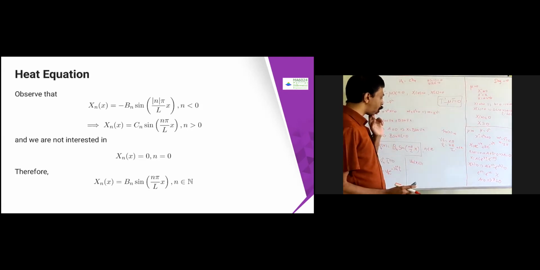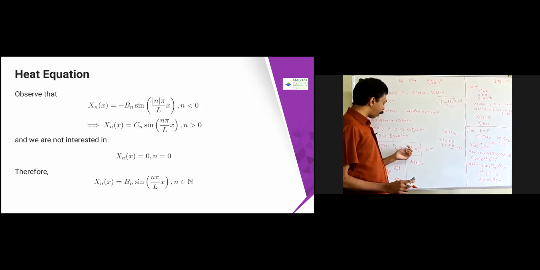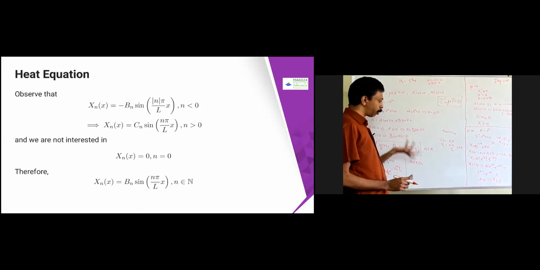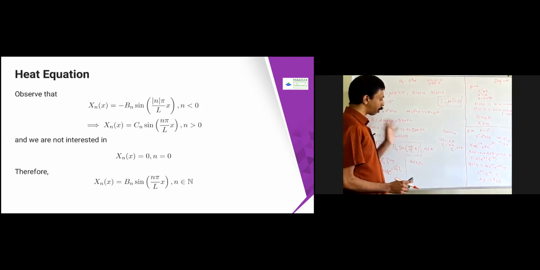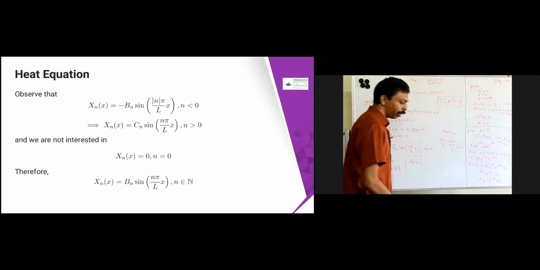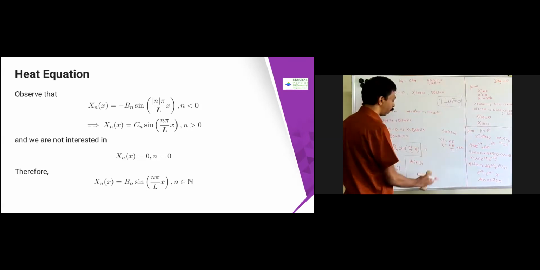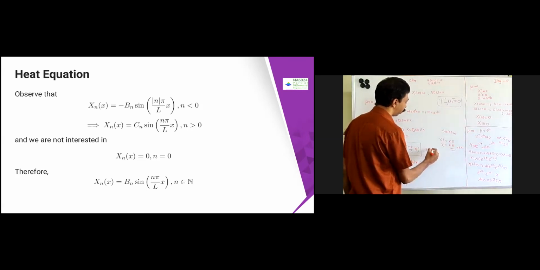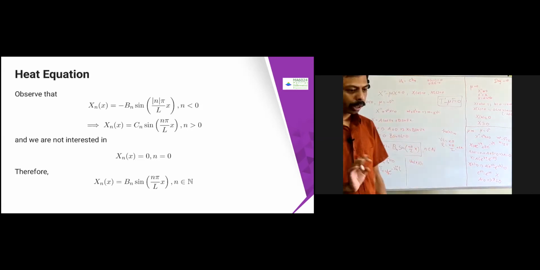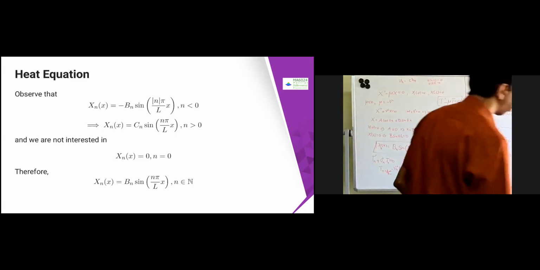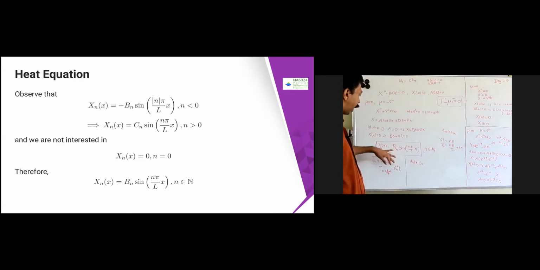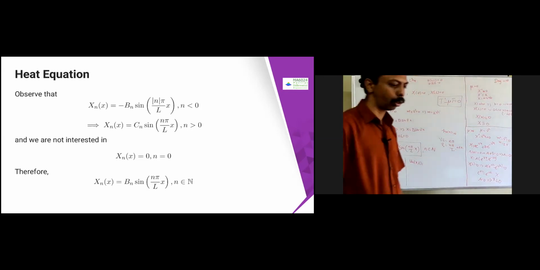If n is less than 0, what will happen? This will become minus sine of modulus of n pi by l x. So that means this constant is going to be affected. This is already a constant, so either it is plus or minus, that is going to affect it. Therefore, this is once again going to become another constant. So I'm just going to assume that n belongs to N only. So n equal to 0 is ruled out, and for n in N there is some constant, so I'm writing again some constant bn into sin(n pi by l x).